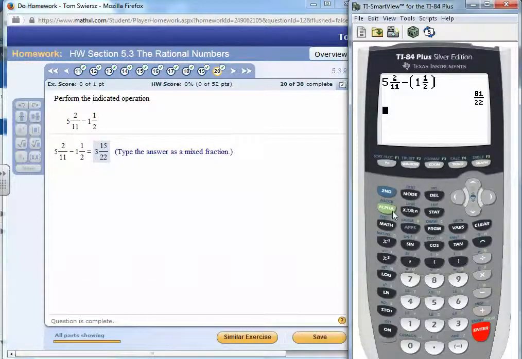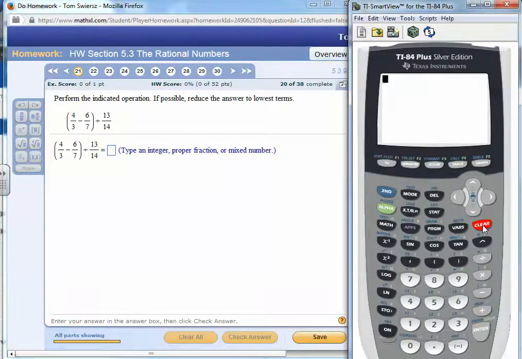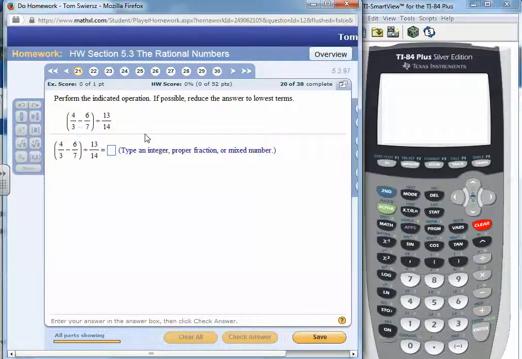81/22. If we want an improper fraction, we go to alpha F1, number 3, and there's our answer, 3 and 15/22. Okay, order of operations is built into the calculator, so you can copy this problem down just as it is, and you'll get the correct answer. You have to use parens where they are, and you also have to use parens around that simple fraction.